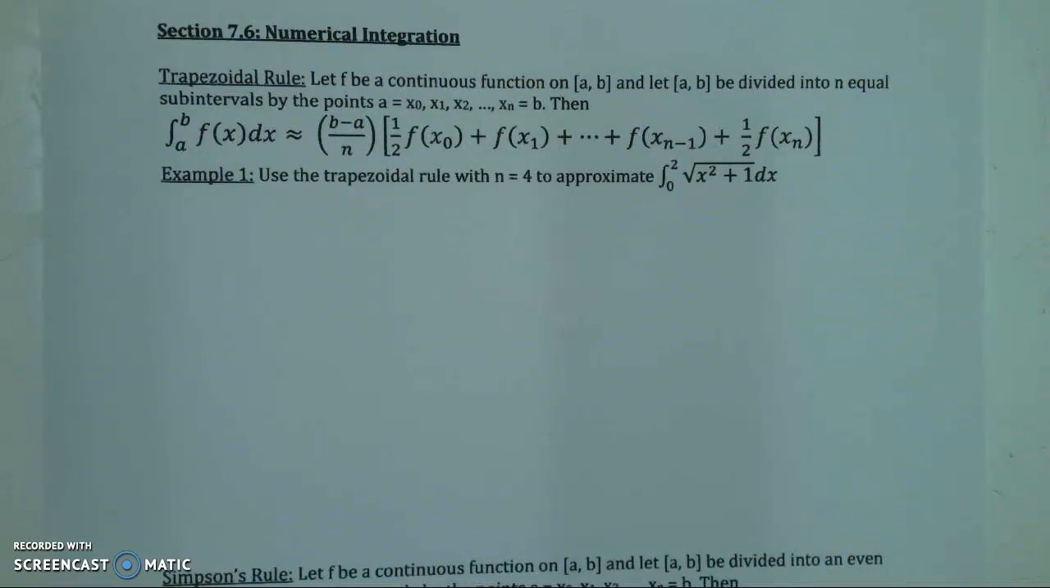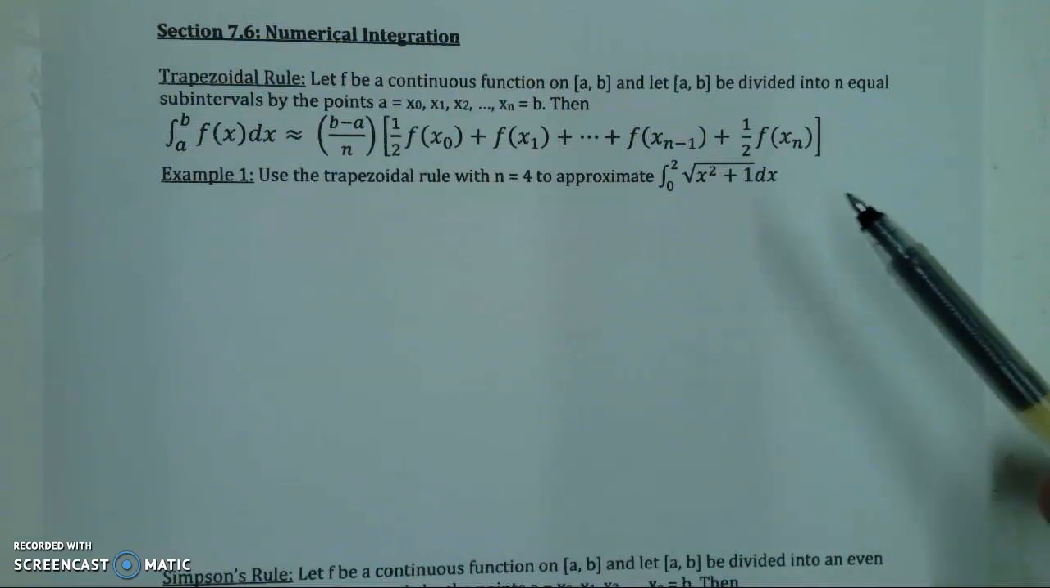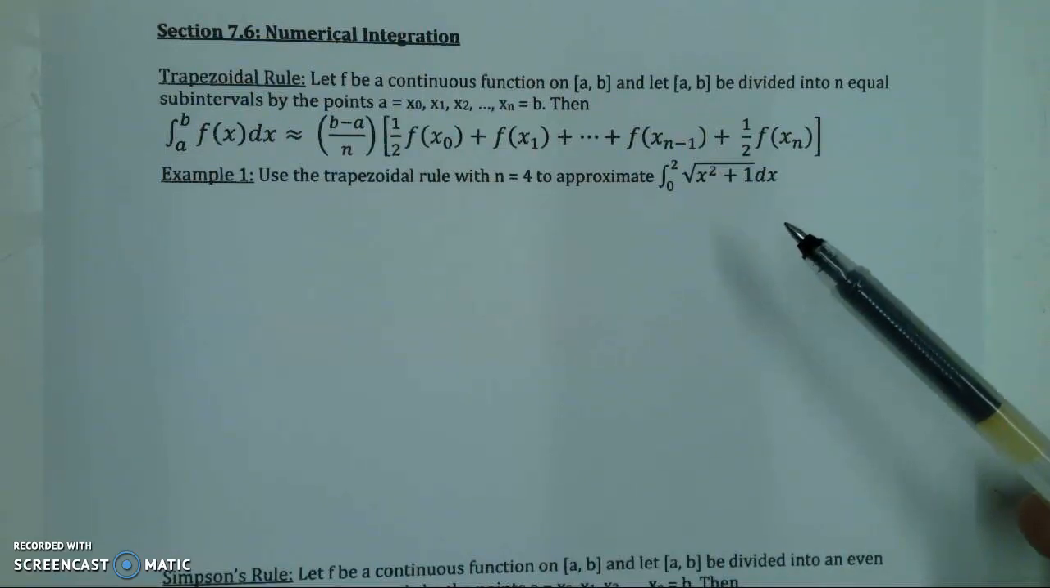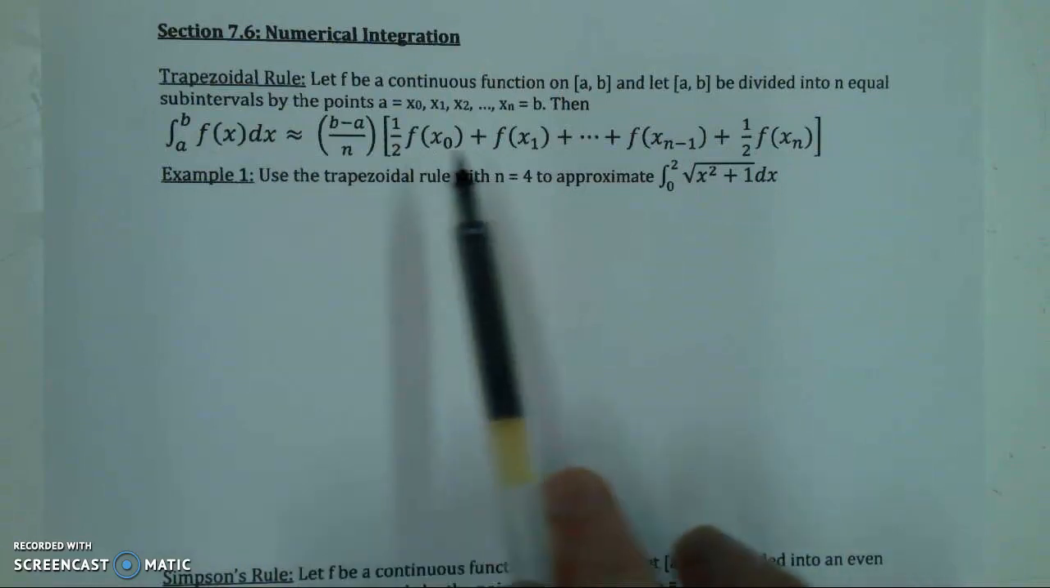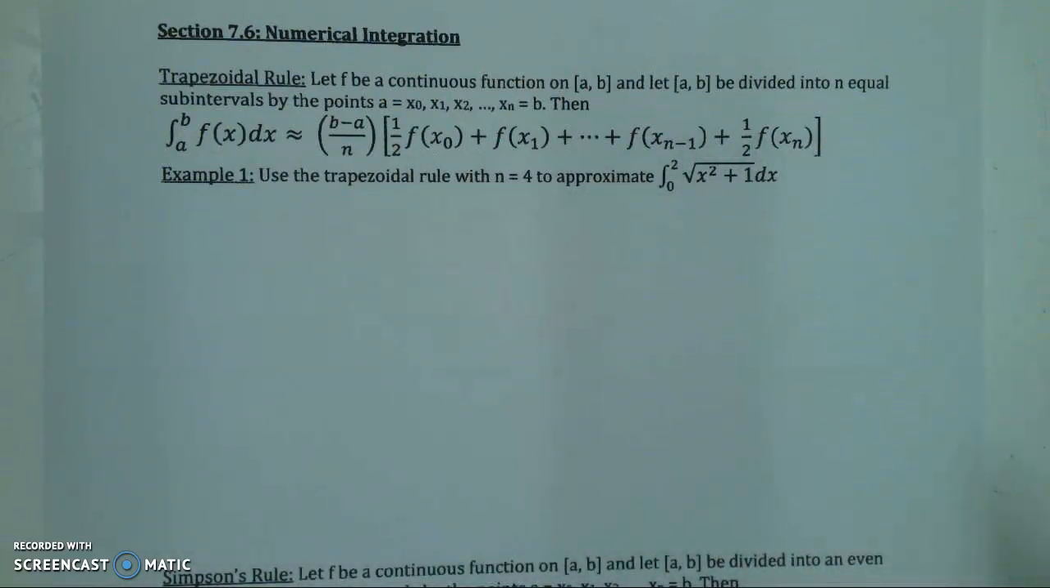In section 7.6, we're going to be doing numerical integration. This is an approximation technique that we used for difficult integrals before we had calculators. Now, for both the trapezoidal rule and Simpson's rule, which we'll get to in a few minutes, you do not have to have these memorized. I will be giving you these formulas for tests, so you just need to know how to use it.